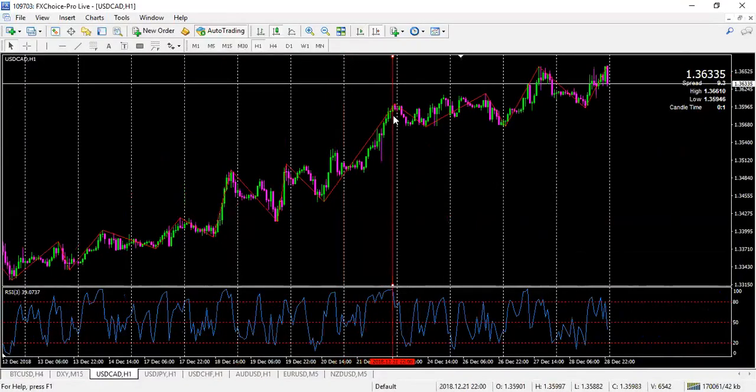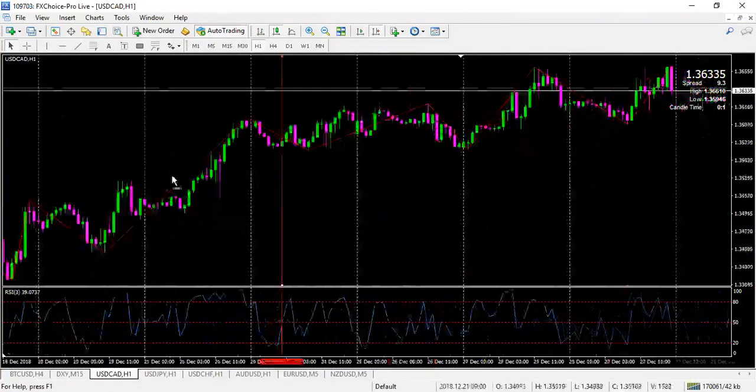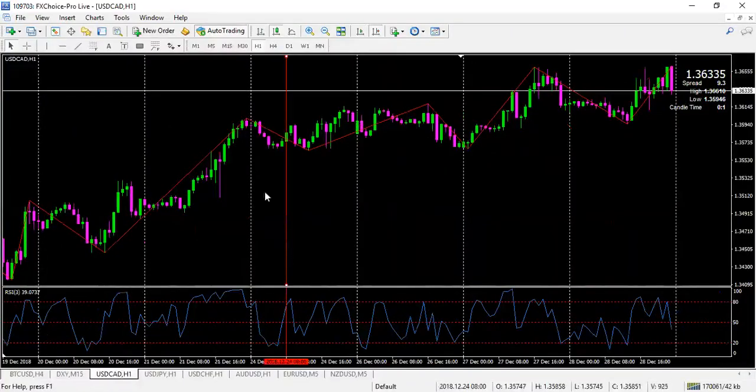Okay, now it goes above the 80, and it's higher than the last high. We're waiting for it to go below the 20 now. Once it goes below the 20, what do you want? You want it above the 50. Let me see if it goes above the 50 right there. Nope, next one, right there.